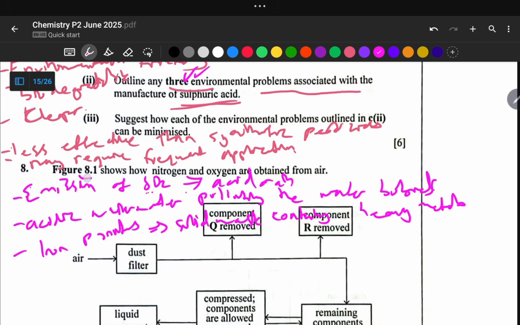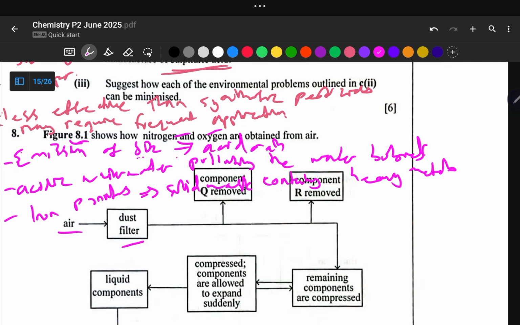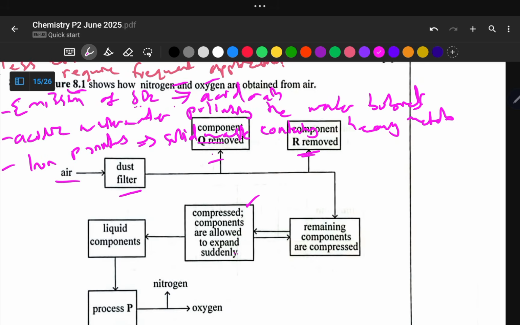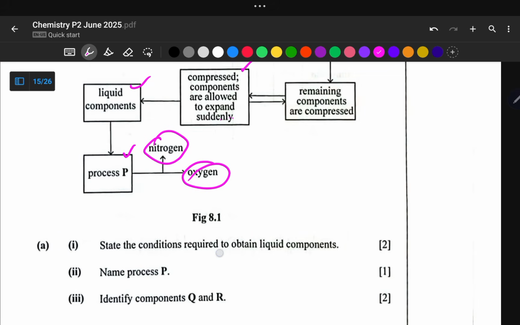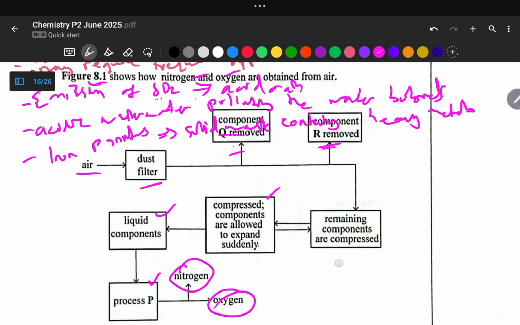Number 8 says Fig 8.1 shows nitrogen and oxygen being obtained from air. So we have air, and then a dust filter, and then component Q removed, component R removed, and then compression, and then components compressed and allowed to expand, and then liquefaction, process P, which is the fractional distillation, and then we are going to have nitrogen and oxygen here. So the question says state the conditions required to obtain liquid components.